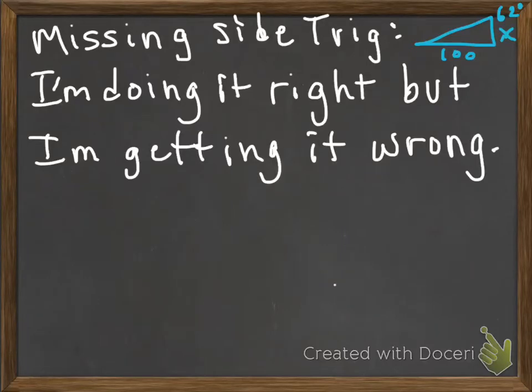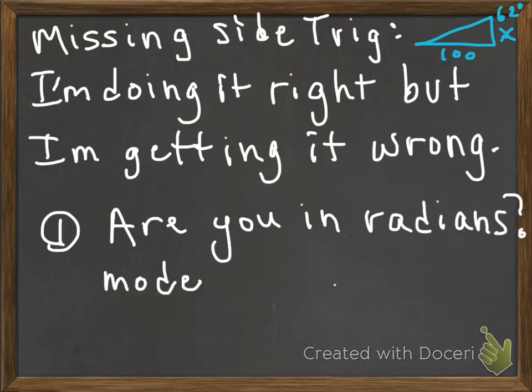This video talks about common mistakes when you're doing missing side trig. A lot of times people will be doing the right method, but they're getting the wrong answer. And here are a few of the reasons why. Number one, check to see if you're in radians mode.